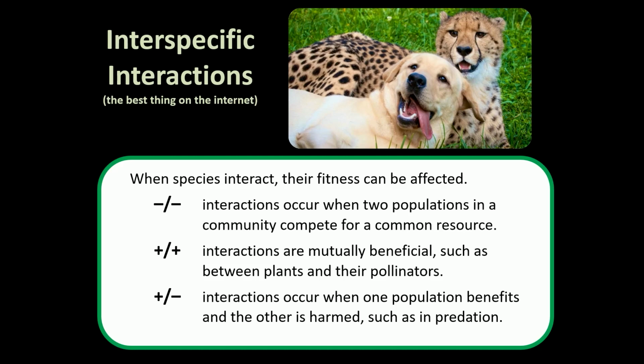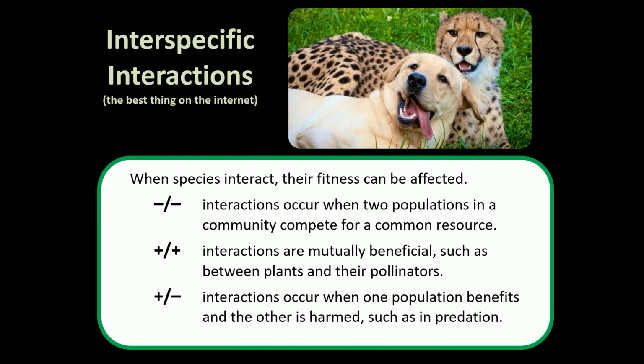But interspecific interactions are classified according to which organisms are benefiting from the interaction in terms of their evolutionary fitness. And fitness, again, is your likelihood of reproduction. Whoever is going to have the most offspring is the most fit in that environment. So, any interaction which negatively impacts both organisms' reproductive rates is a negative interaction. Competition is a negative interaction because it wastes both organisms' time. Interactions occur when two populations in a community compete for a common resource. That's negative.